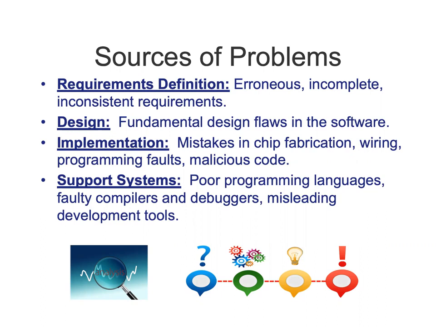Okay. The next one is support system: poor programming language, faulty compilers, debuggers, misleading tools. So these are coding issues that will take place. We really can't assume that developers will not make any mistakes, because sometimes these things will be out of their hands, right? They did their code properly, but then the compiler has an issue, and the tool that they're using has an issue.